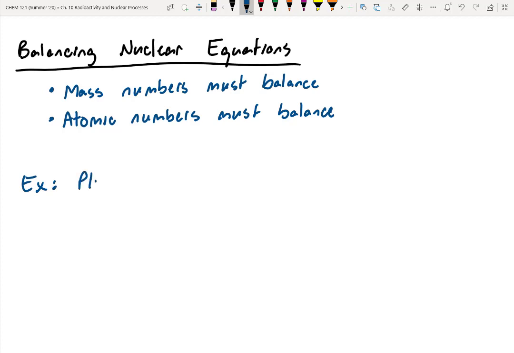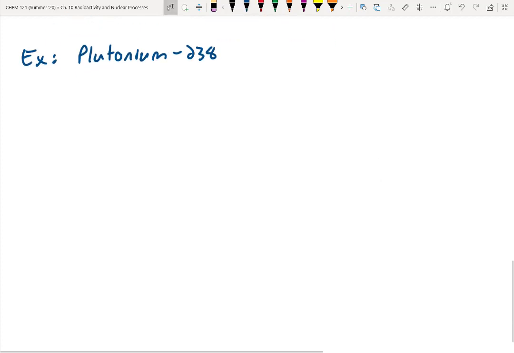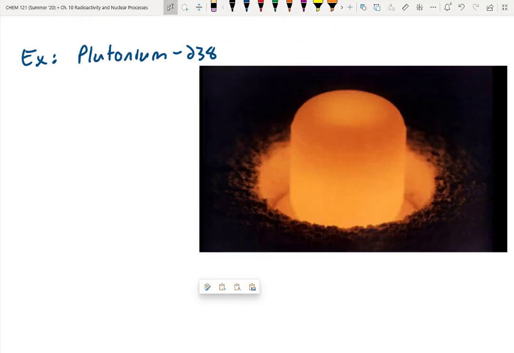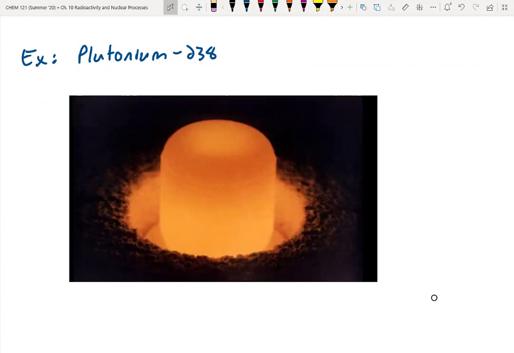So plutonium-238 is one of my favorite elements, favorite isotope, I should say. In fact, I wanted to show you a picture of it. This is kind of nerdy. I know a chemist isn't supposed to have a favorite element. It's like having a favorite child, but this one's my favorite. This just glows like a red brick.